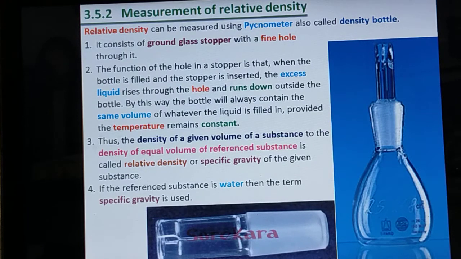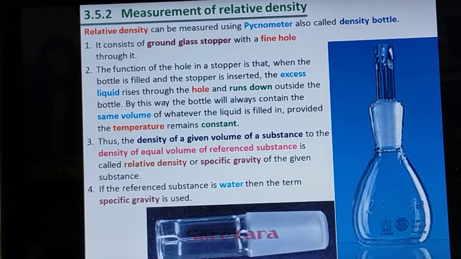Next one, measurement of relative density. The instrument used to determine the relative density of a given substance is called a picometer, or otherwise called a density bottle.